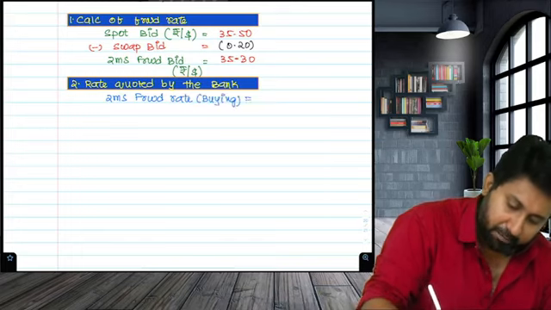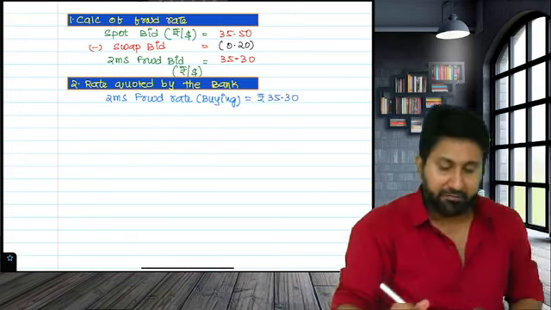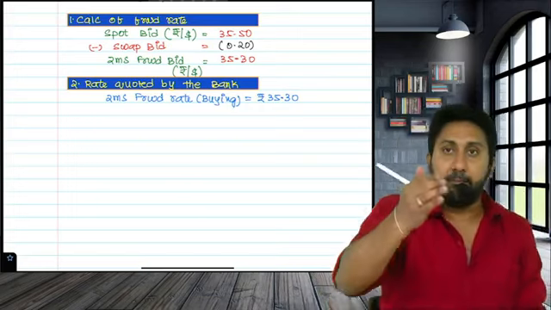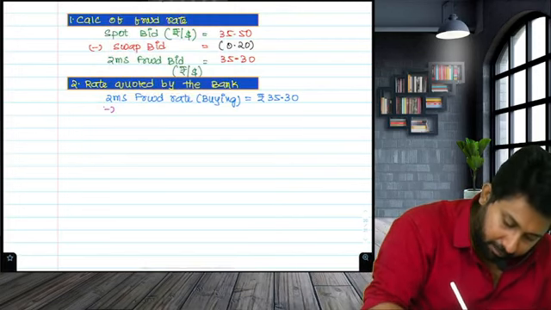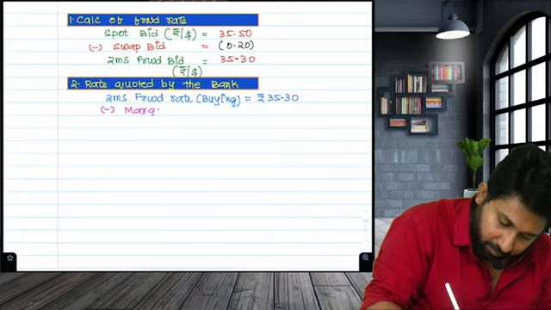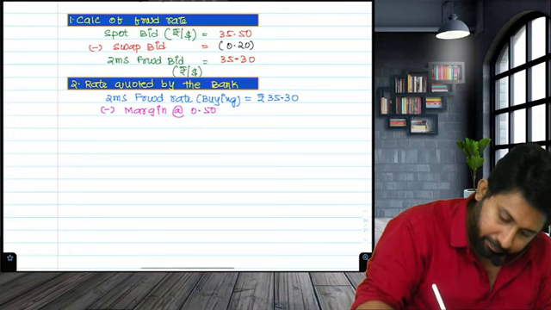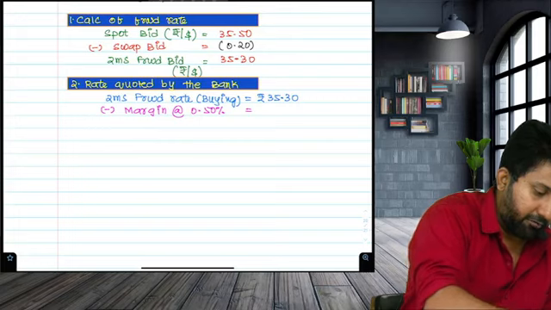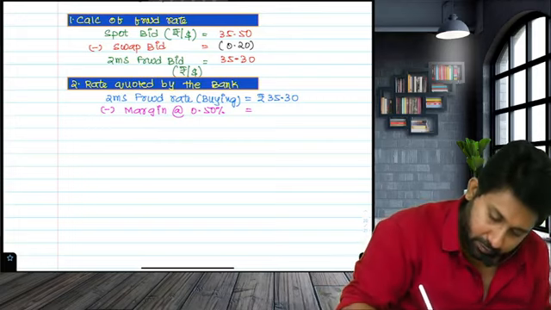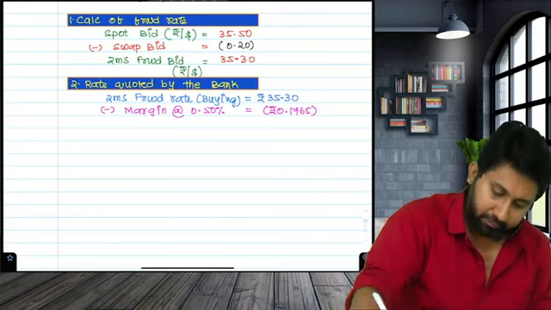The bank is buying or selling? Buying, at 35.30. Now when they buy, they always try to buy at a lesser price. Therefore, minus margin at the rate of 0.50%. Everyone do 35.3 into 0.5%. That is 0.1765.